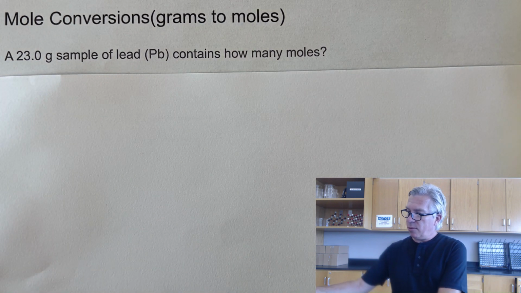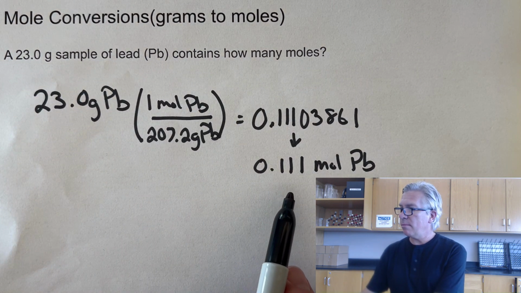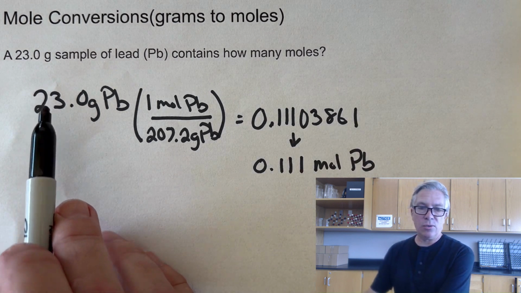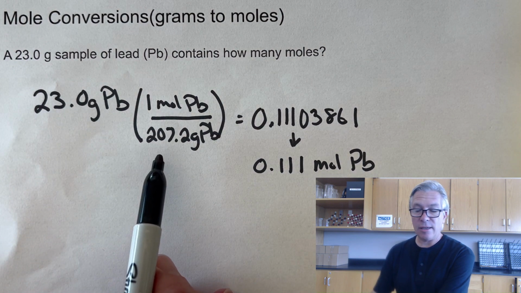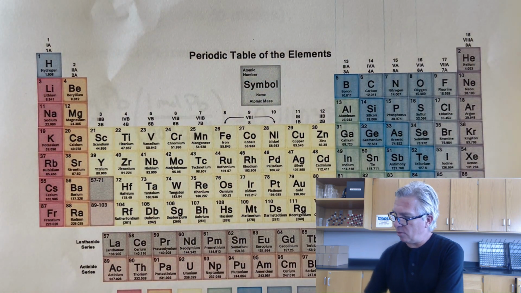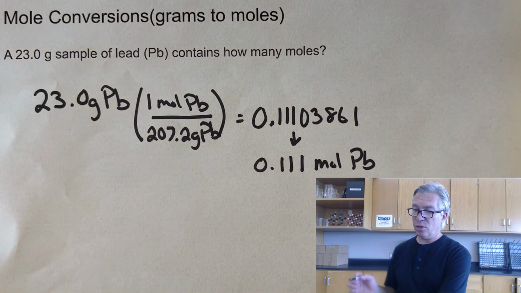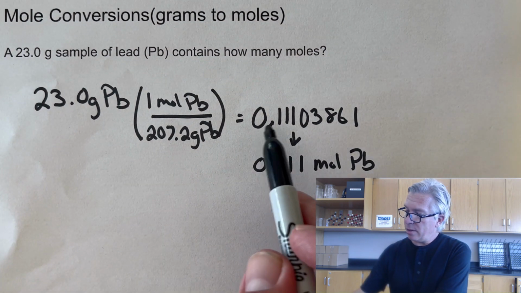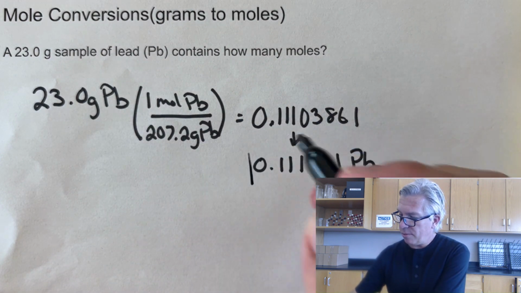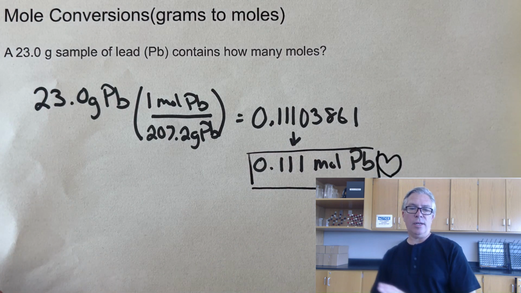Okay, so if you have your answer, and it came out to be 0.111 moles of lead, then congratulations, you did a good job. We do this the same way. 23 grams of lead divided by 207.2 grams of lead, which is its mass from the periodic table. That came from over here. Reminder that lead is Pb because it used to be called plumbum. And we get another nice long number, but because we started with 3 digits and divided by 4, we're going to end with 3 as our final answer, and put a little heart next to it.